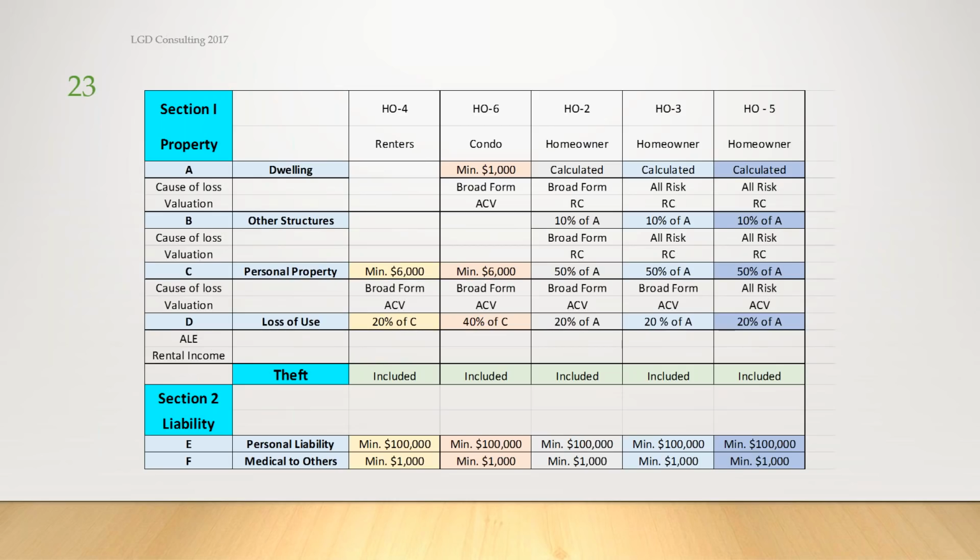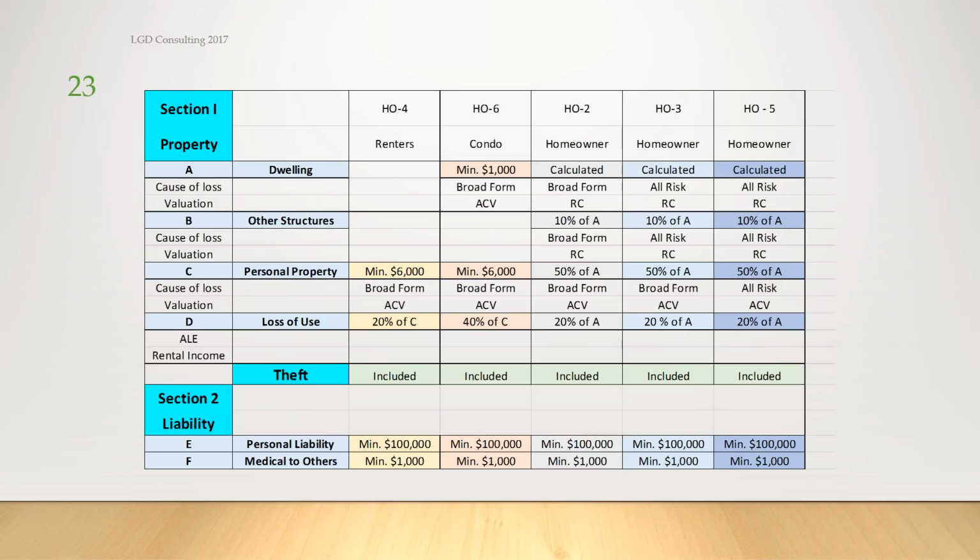Now, from renters to a condo owner to a homeowner, which is HO2, HO3, or HO5. You have good, you have better, and you have best. HO5 is the best. The reason is it covers all risk coverage on the building, which we know is great coverage, and all risk coverage on your belongings. So you're going to get questions like, which of the following is covered under an HO5 that is not included in an HO3? And it'll be something like mysterious disappearance. So HO5 just gives you better coverage on personal property, and it's an all-risk form.